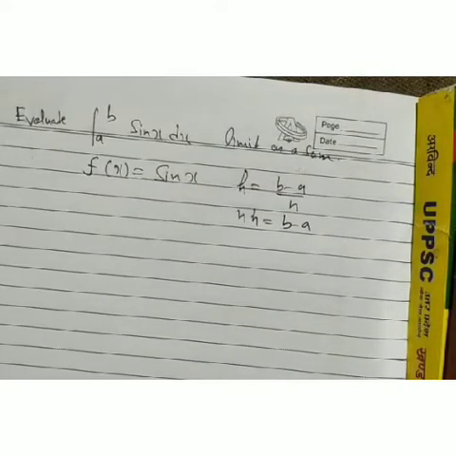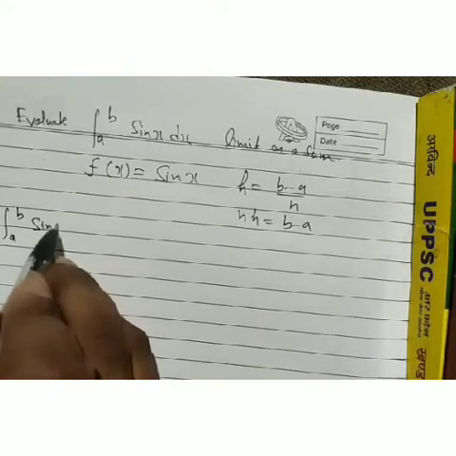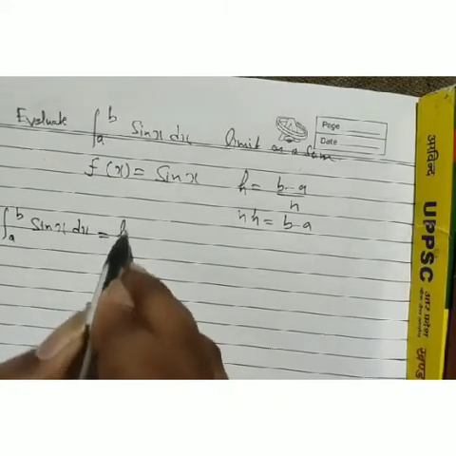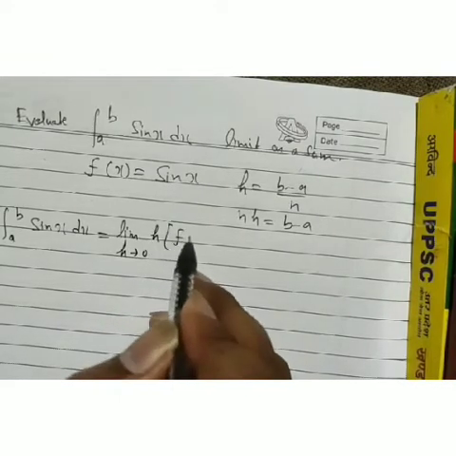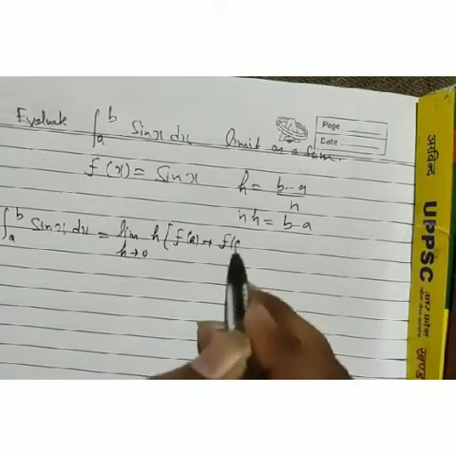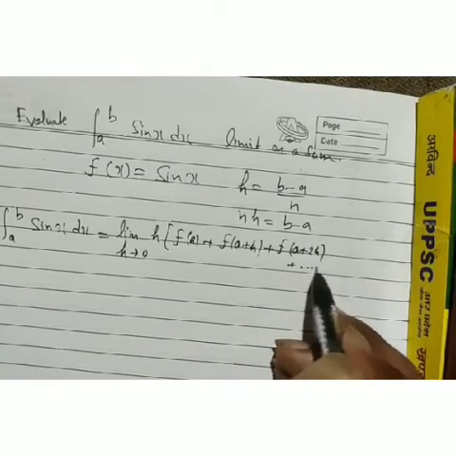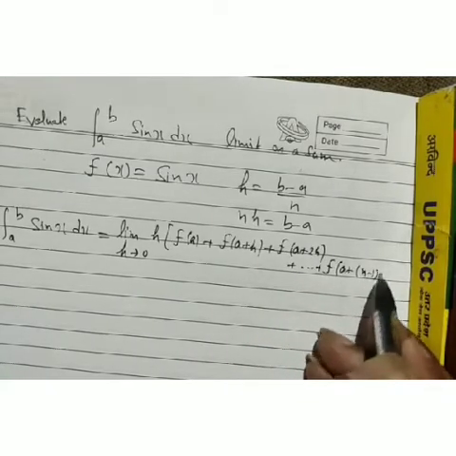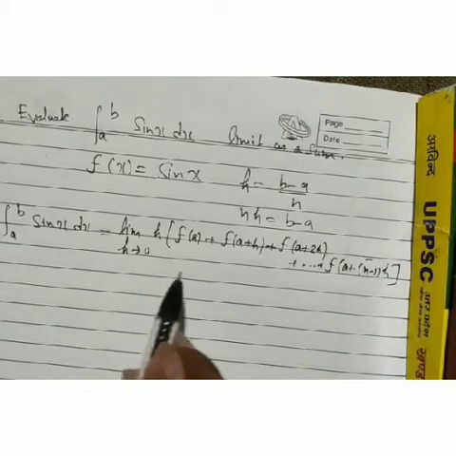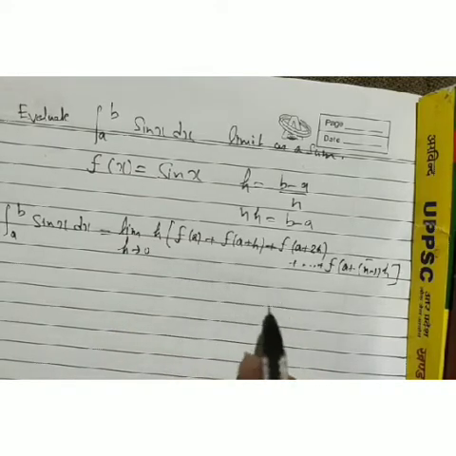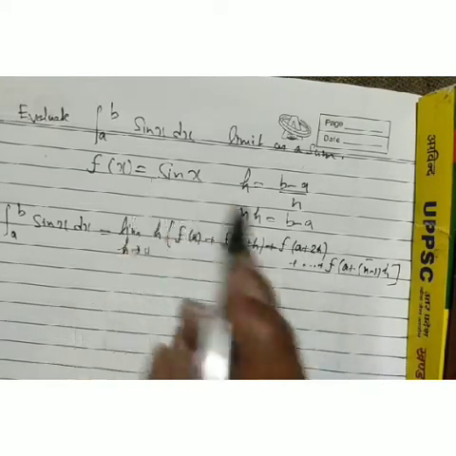Now what do we do? We are going to find the value using the definition. Now integration over a to b sin x dx is equal to limit h tends to 0, h into f of a plus f of a plus h plus f of a plus 2h, and then last f of a plus n minus 1 h. This is our definition of Euler's theorem as a limit sum. Now we are going to put in the values of f of a, f of a plus h, f of a plus 2h and f of a plus n minus 1 h here.